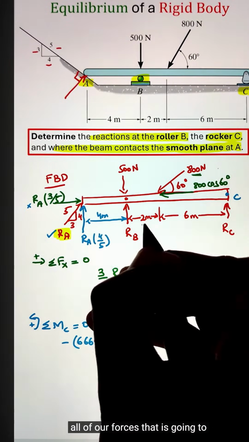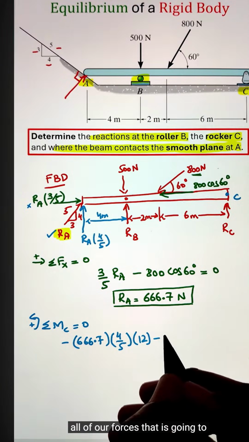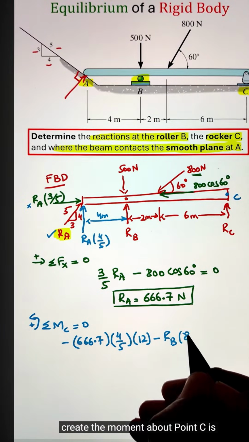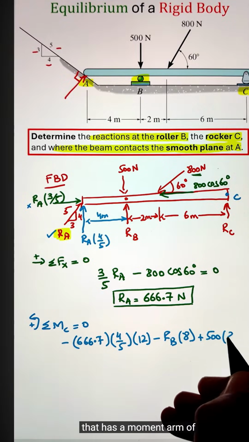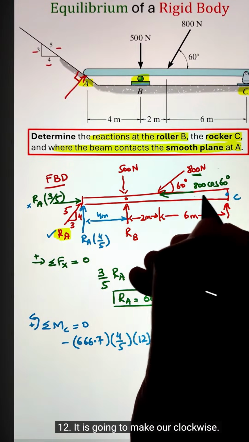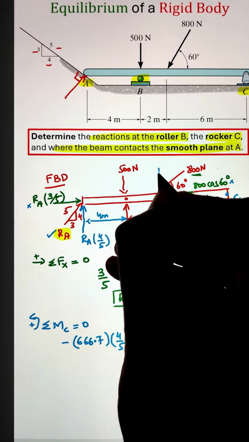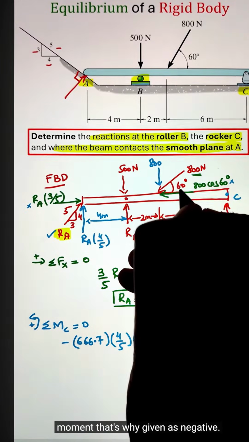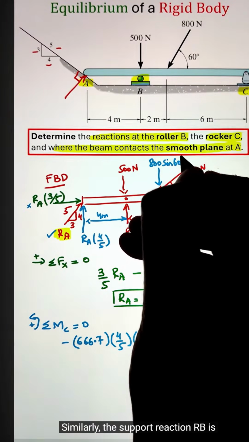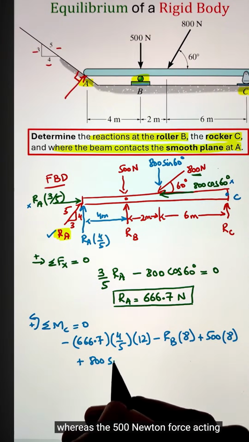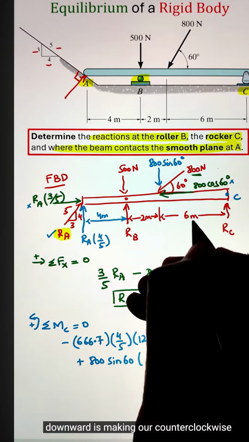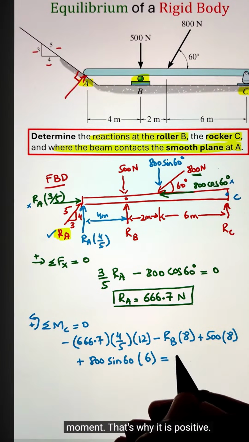Writing all of the forces that are going to create a moment about point C, we start with the vertical force of Ra that has a moment arm of 12. It is going to make a clockwise moment, which is why it is given as negative. Similarly, the support reaction Rb is also making a clockwise moment, whereas the 500 Newton force acting downward is making a counterclockwise moment. That's why it is positive.